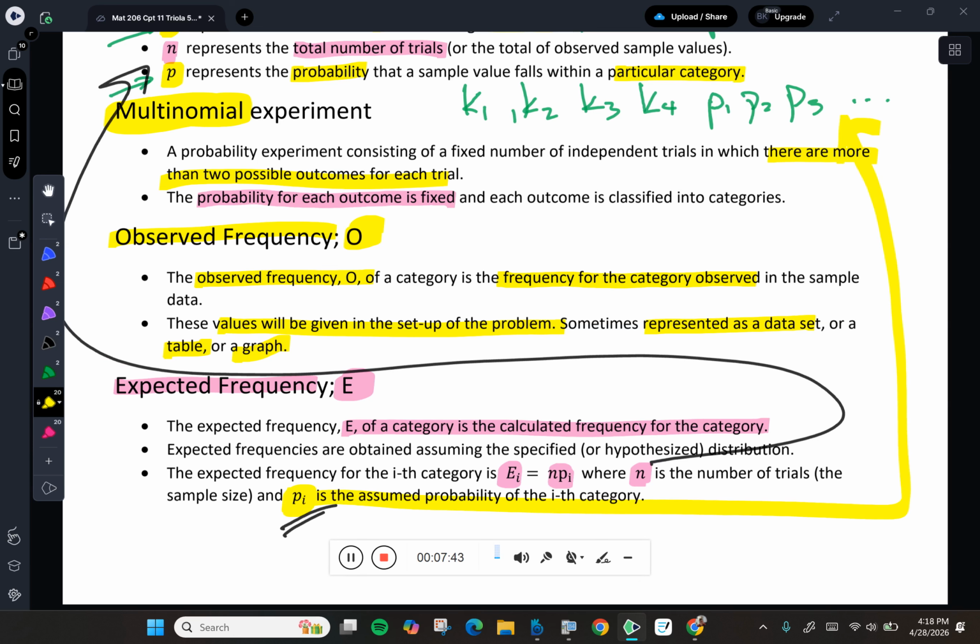In general, the expected frequencies are our hypothesized distribution. The expected frequencies are what the claim is going to represent. It's the, hey, here's what we believe should happen. Let's see if our data matches what we believe should happen.